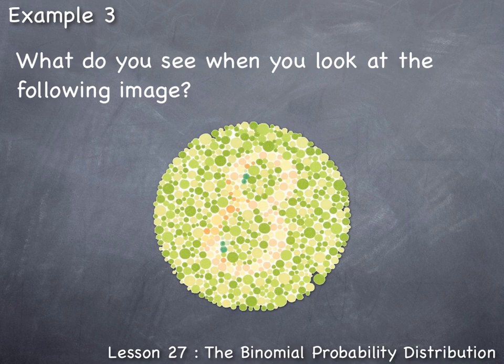So if you can see the figure of a red colored 8 inside of this green circle, good news, you're not colorblind. But if you can't determine that there's a red figure 8 within this green circle, then you might be colorblind.